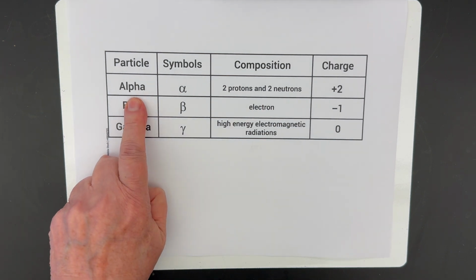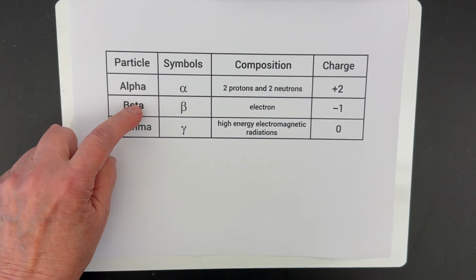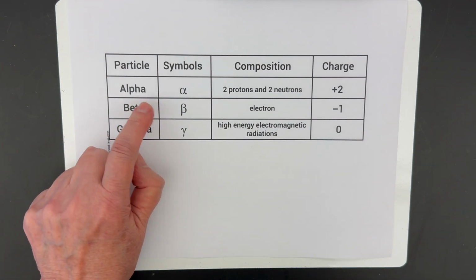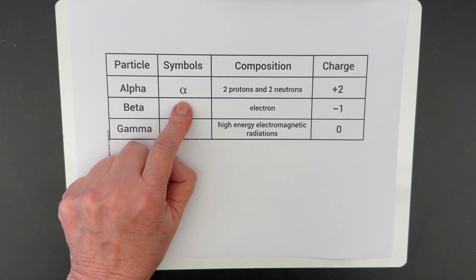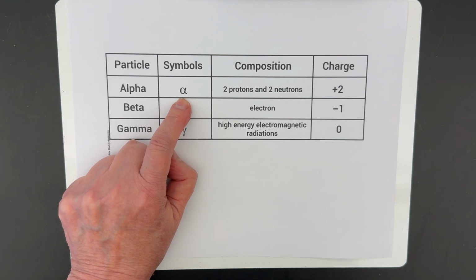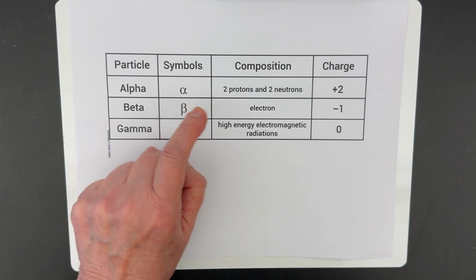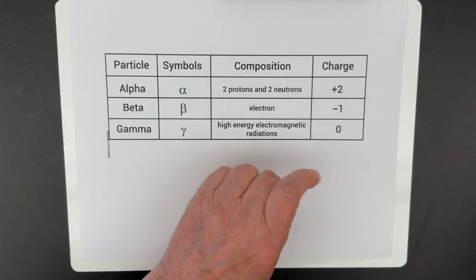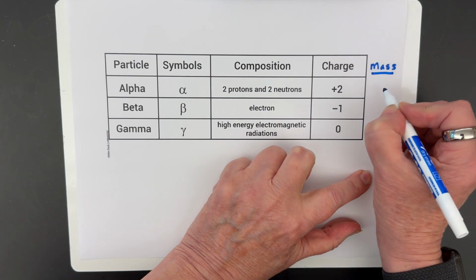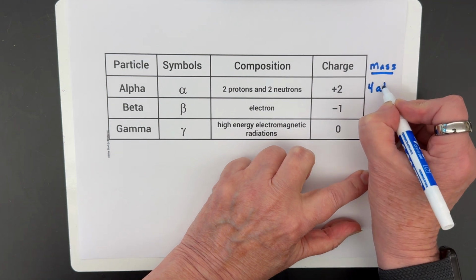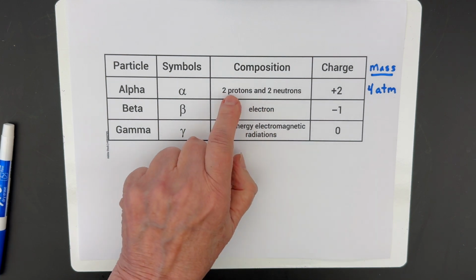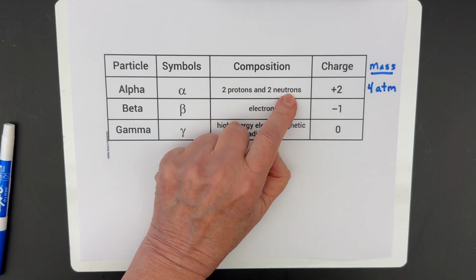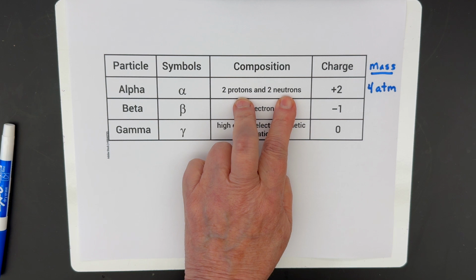Alpha is named after a Greek letter, so alpha, beta, gamma. The symbol for the Greek letter alpha is this sort of funky looking A or weird looking fish. And it's made of 2 protons and 2 neutrons. So our alpha particle is going to have a mass of 4 atomic mass units, because each proton weighs 1 and each neutron weighs 1, so altogether it's a mass of 4.